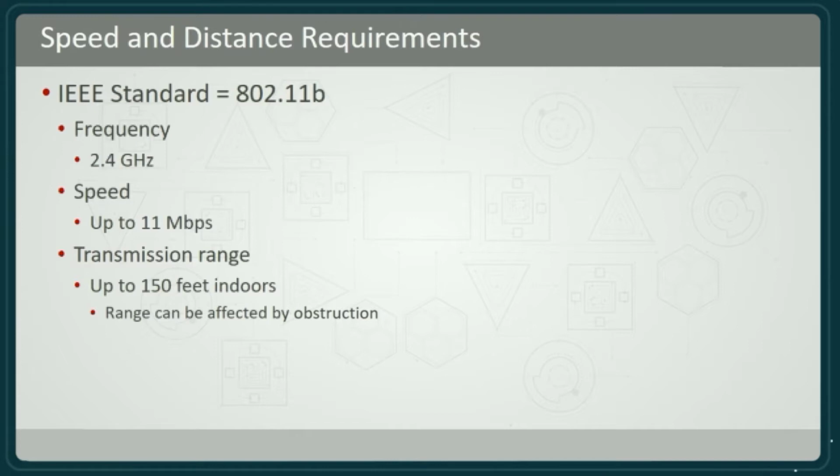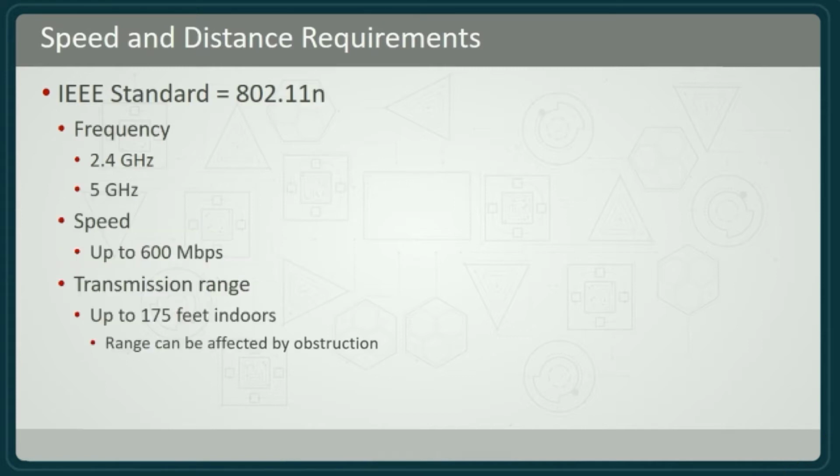So then B, released at the same time as A, was still using the 2.4 gigahertz frequency, but only supported speeds of 11 megabits per second. But you can see the range was significantly better, up to 150 feet indoors. Now again, that can still be affected by obstruction, but while it's not as fast as A, it traveled much farther. So there were pros and cons of each one. Then we see 11G, again using the 2.4 gigahertz frequency, but now we have speeds of 54 megabits per second, so comparable to A, and we still have a very good transmission range, up to 150 feet indoors.